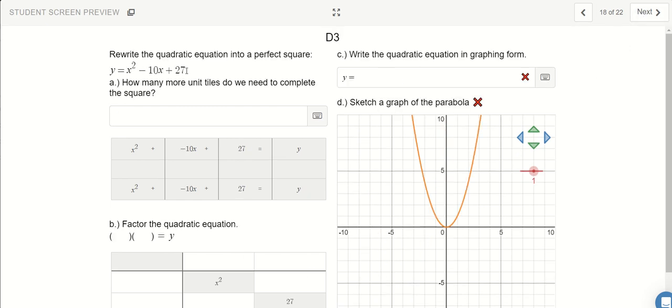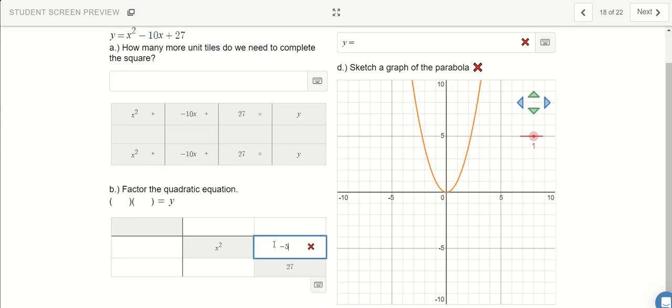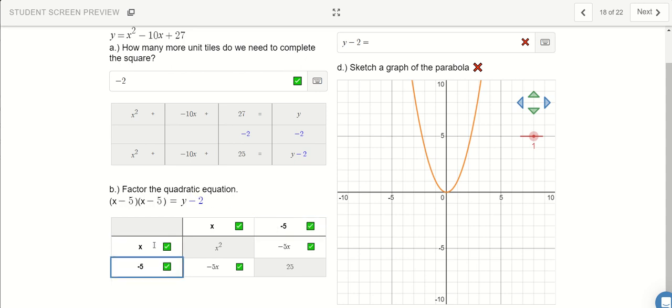So let's go and complete the square here. Minus 10x can be split in half. So I put 5 over here, 5 over here. Okay, notice that again, 5 times 5 equals 25. We actually have too many tiles, so we need to get rid of 2. So minus 2, minus 2. So you have x minus 5 and x minus 5.